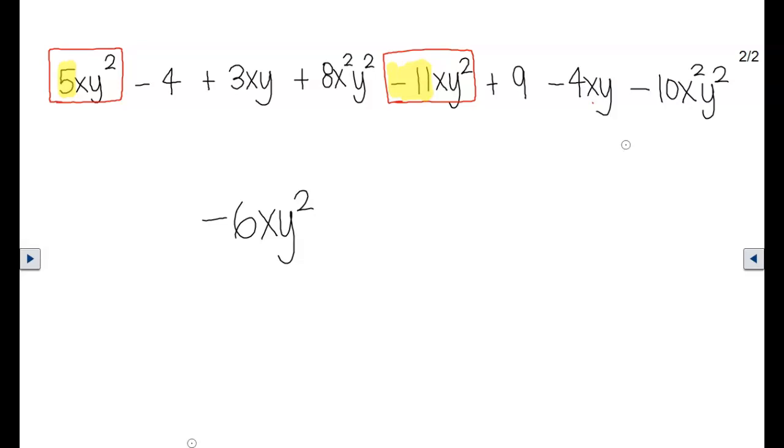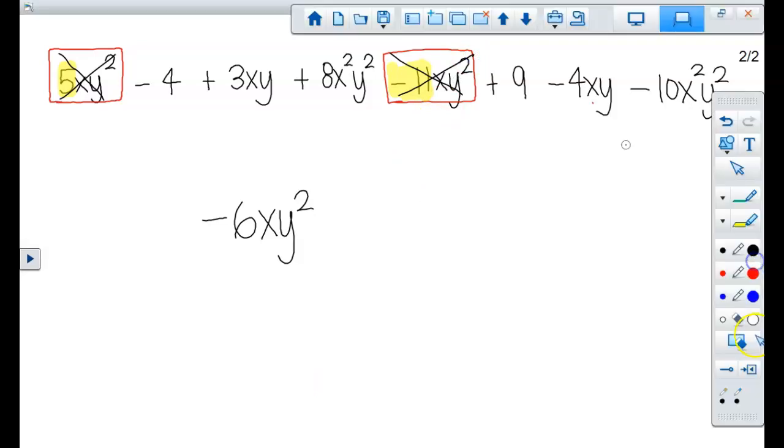Cross them off if you want to. Cross them off so you know you've dealt with those. Those are done. Okay, switch colors.